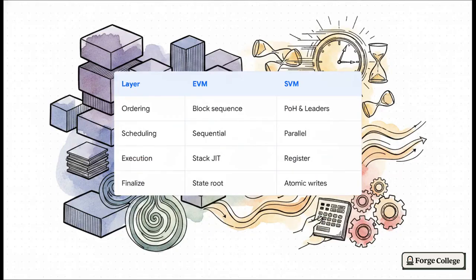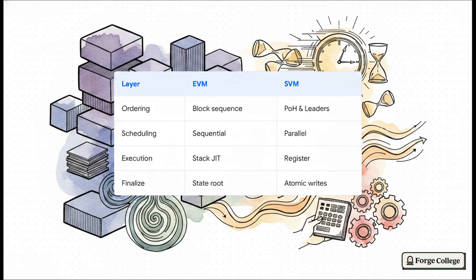And this beautifully flat engineering breakdown brilliantly illustrates exactly how the two architectures diverge. In the ordering layer, the EVM relies on a block-based sequence, while the SVM uses slot leaders augmented by proof of history for incredibly fast timestamping. For scheduling, EVM enforces sequential execution per block, just one after the other. But SVM, using Sealevel, schedules in parallel based on non-overlapping account access.